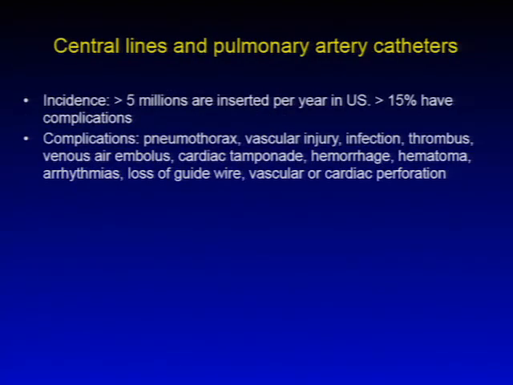Central lines and pulmonary arterial catheters could cause a problem. More than 5 million catheters were inserted per year in the U.S. About more than 15% of these cases have complications. The complications are pneumothorax, vascular injury, infection, thrombus, venous air embolus, cardiac tamponade, hemorrhage, hematoma, arrhythmias, loss of guide wire, and vascular or cardiac perforation.